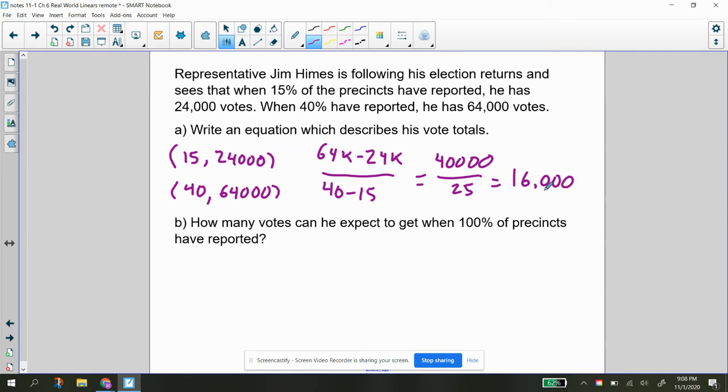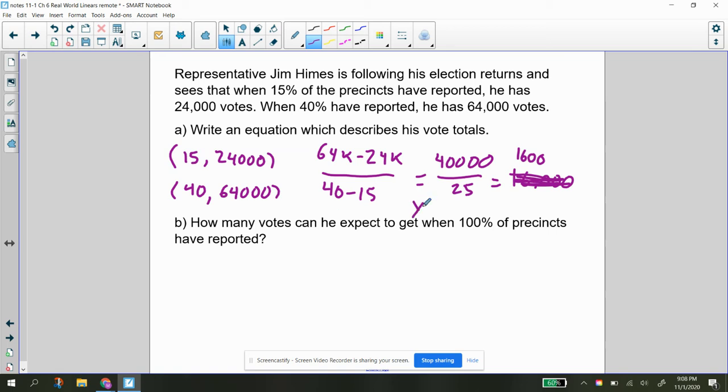Hold on, let me see here a second. Sorry. Let's see, 25 into 400 would be 16,000. Yeah, it's actually going to be, sorry about that, 1,600. And then that tells you how much you're increasing for each precinct. So you could plug this back in and figure out the y-intercept.